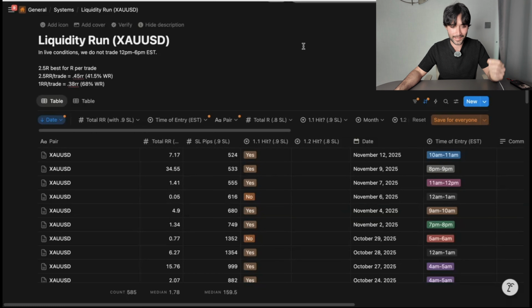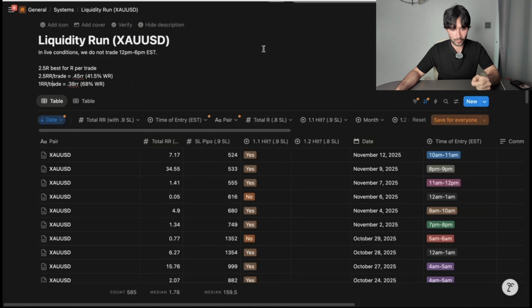Today we're going to be doing a data deep dive into my liquidity run one candle setup on gold. As you guys can see on screen now, I have my Notion sheet up with about 600 trades collected, which is about 5 years of data for the system. And right off the bat at 2.5 RR management, we have about a 41.5% win rate. And at 1R, there's about a 68% win rate.